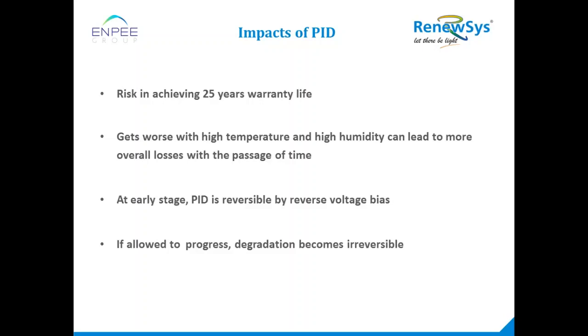Early detection: if you are able to detect PID at an early stage, yes, we can reverse the voltage across, like the frame can be grounded to the negative and modules can be connected to the positive, thereby reversing the effect of the potential induced degradation. But if we cross this stage, degradation becomes irreversible, and the power losses will be around 30-40% in most cases, and it can go up to 70% if we don't take proper precautions while we make modules or select modules, and at the same time if proper precautions have not been taken during installation.